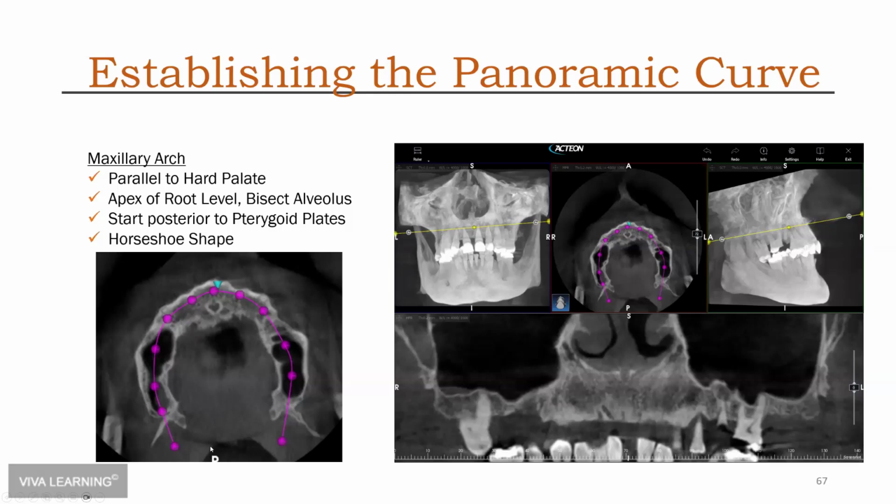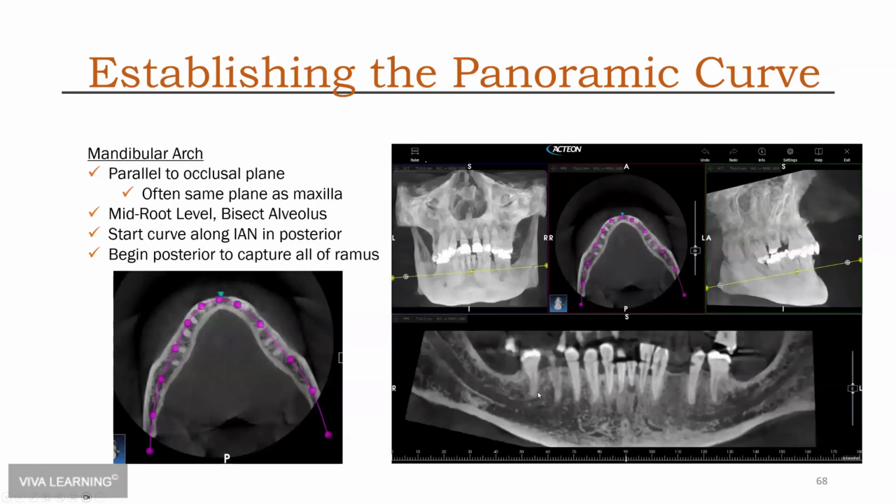Now, of course, we're going to expand on that. We're going to make the panoramic focal trough 10 or 20 millimeters. But at the initial, this is what we want to see. Nice, clean sinus, too.